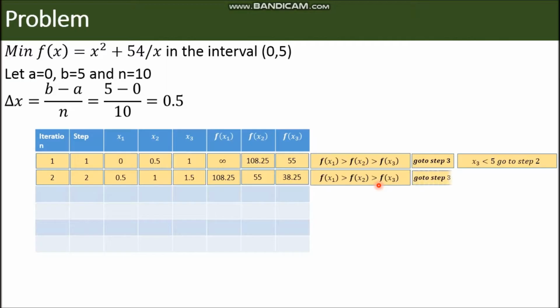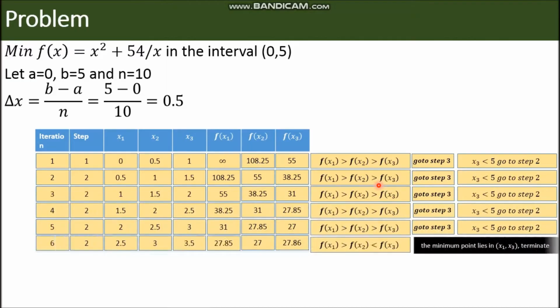So we continue like that, and finally we can see that the condition gets satisfied, that is f of x2 is less than f of x1 and less than f of x3. So the minimum point lies between x1 and x3, but we cannot say that x2 is exactly the minimum point.